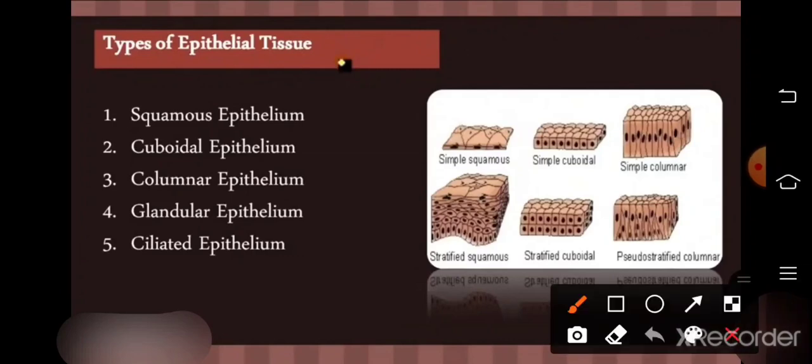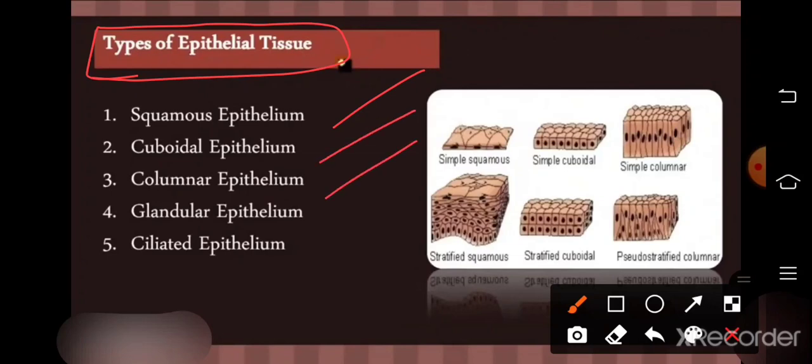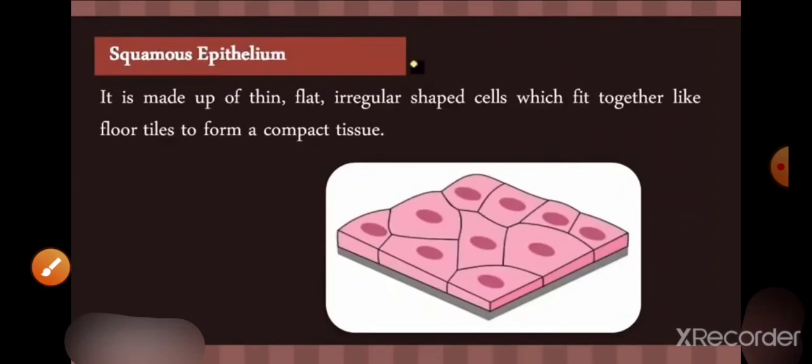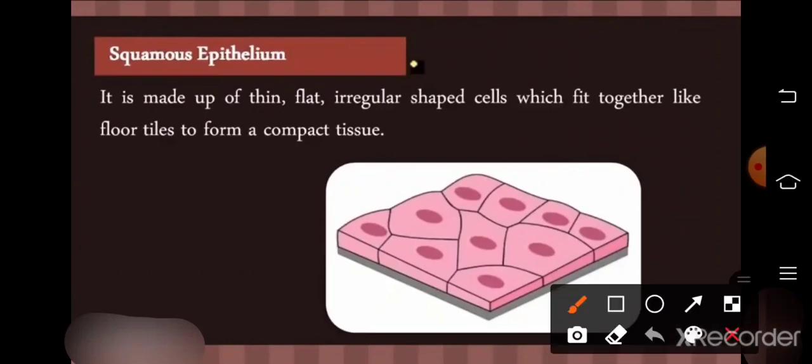Types of epithelial tissue. We have squamous epithelium, cuboidal epithelium, columnar epithelium, glandular epithelium, and ciliated epithelium. So let's start one by one. Squamous epithelium: you can see in the picture, these cells lie just like a bed sheet.